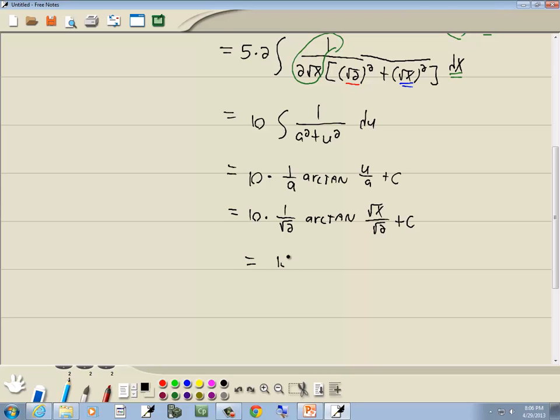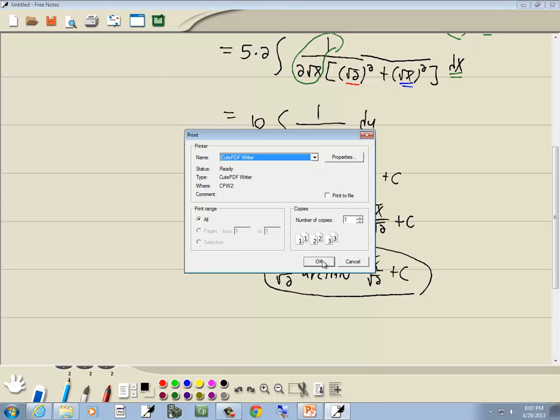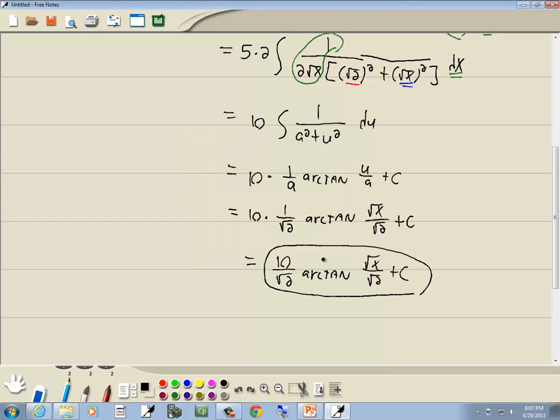Which ends up giving us 10 over square root of 2, arctangent, square root of x over square root of 2, plus c. And you could multiply top and bottom by square root of 2 if you wanted to get rid of that, but I don't think the book probably does that. Famous last words.